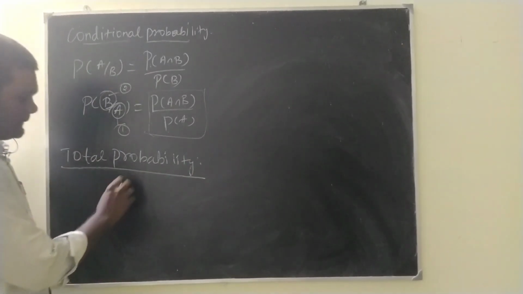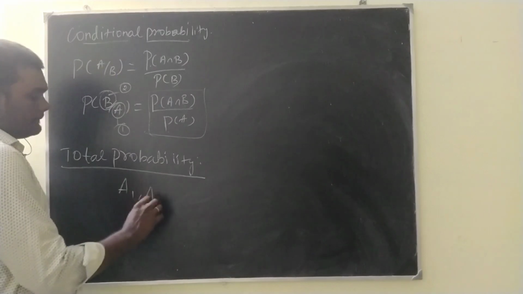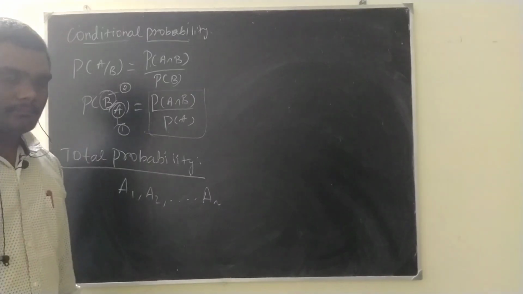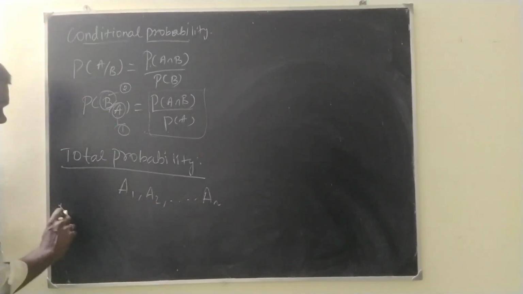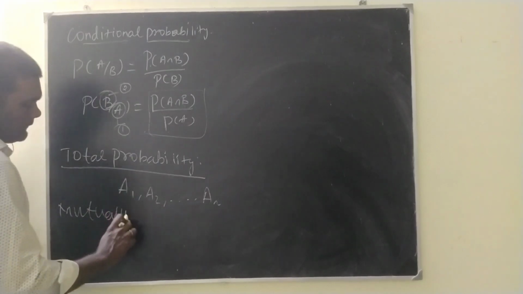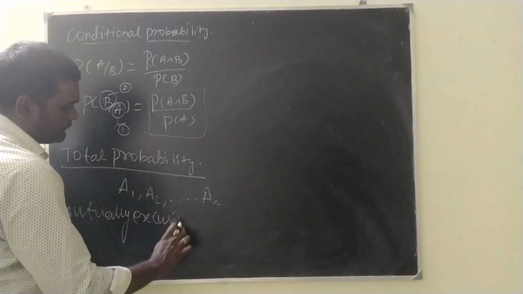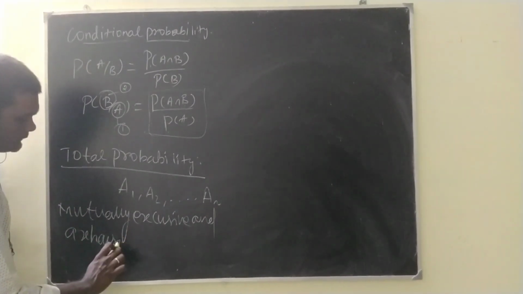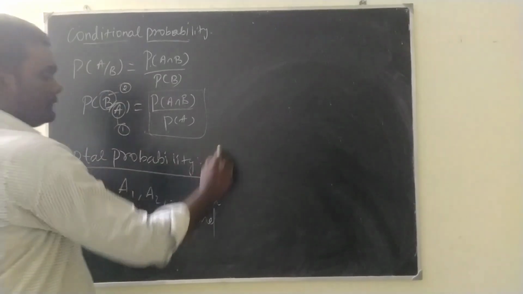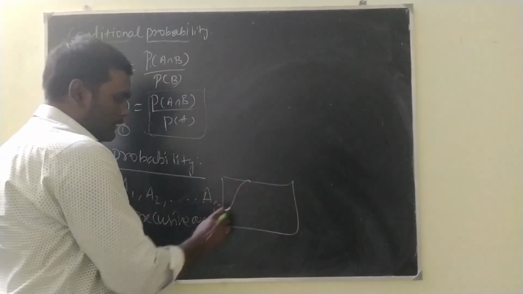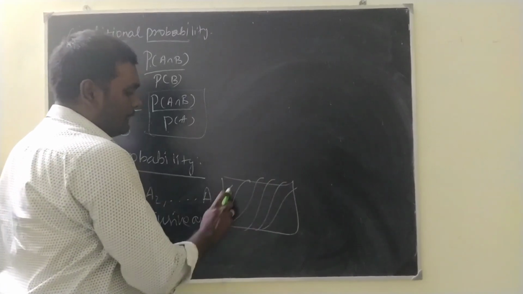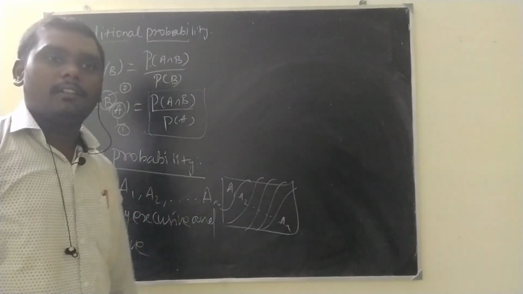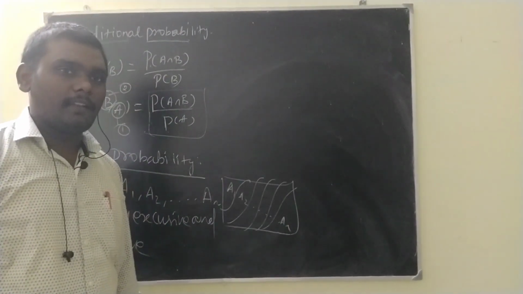Total probability means we'll take some events A1, A2 up to An, certain events. These events are mutually exclusive and exhaustive. Meaning what? Meaning these events fill the sample space: A1, A2, likewise up to An. When you union all these events, you will get the whole sample space S.